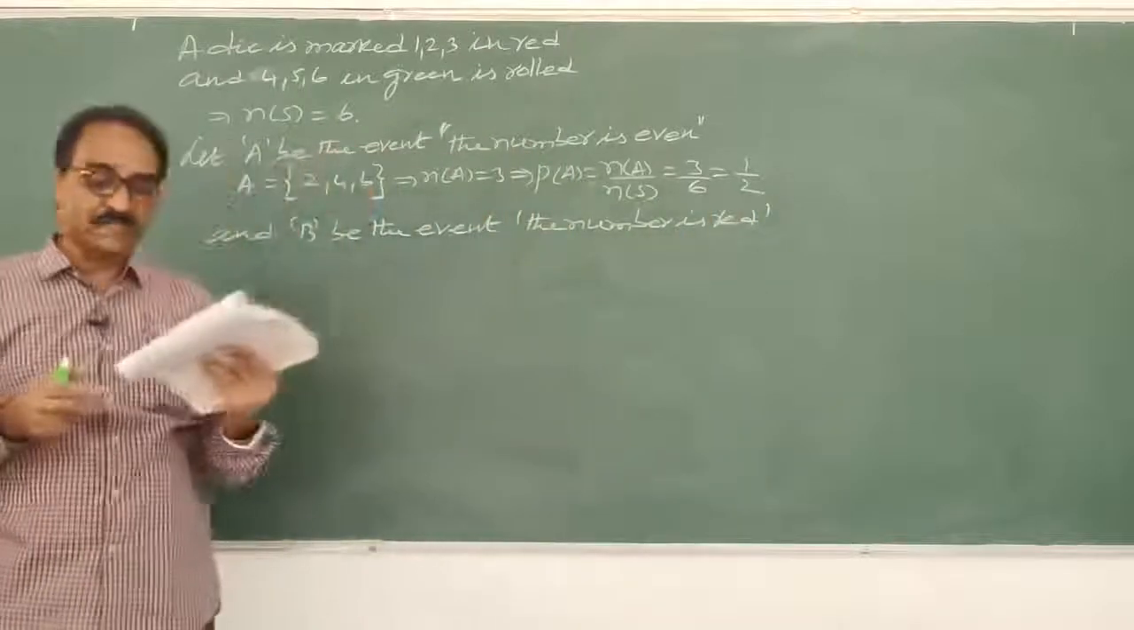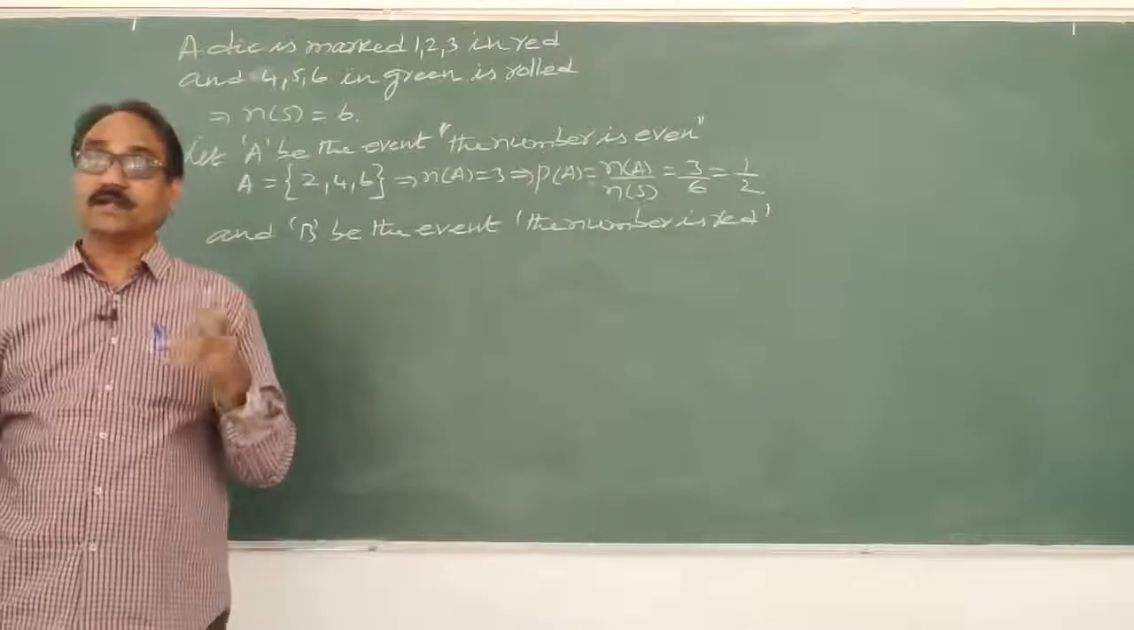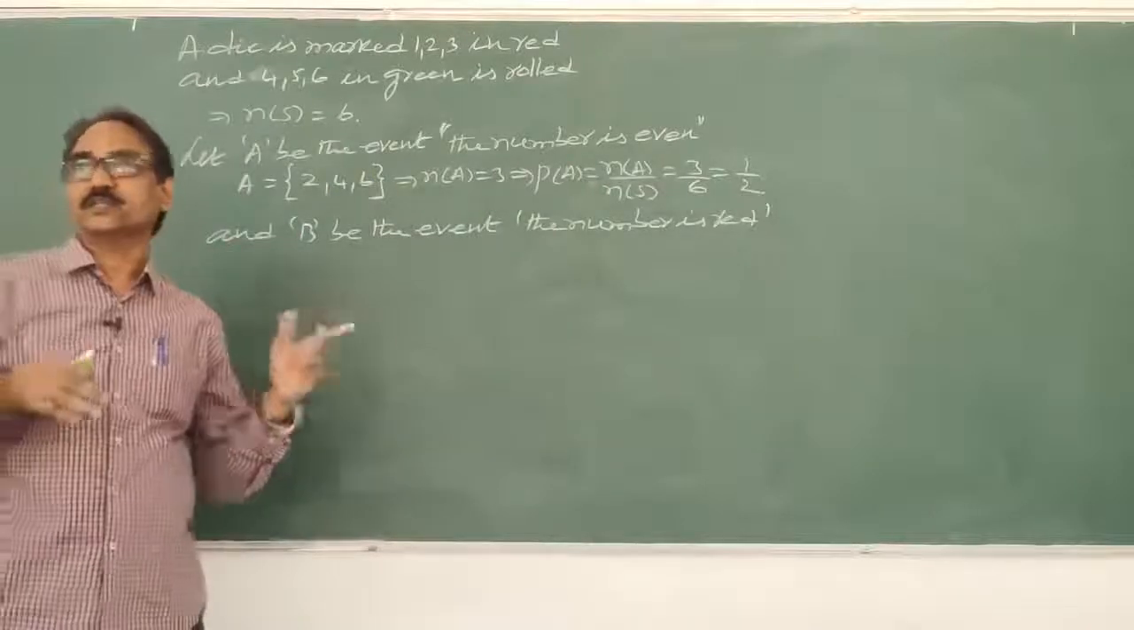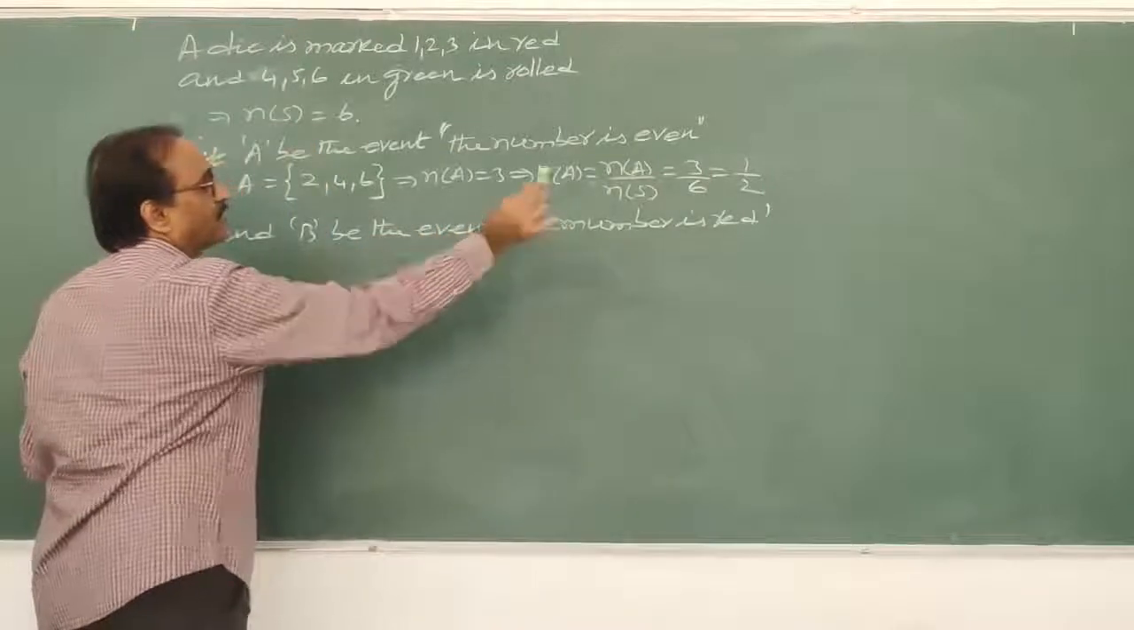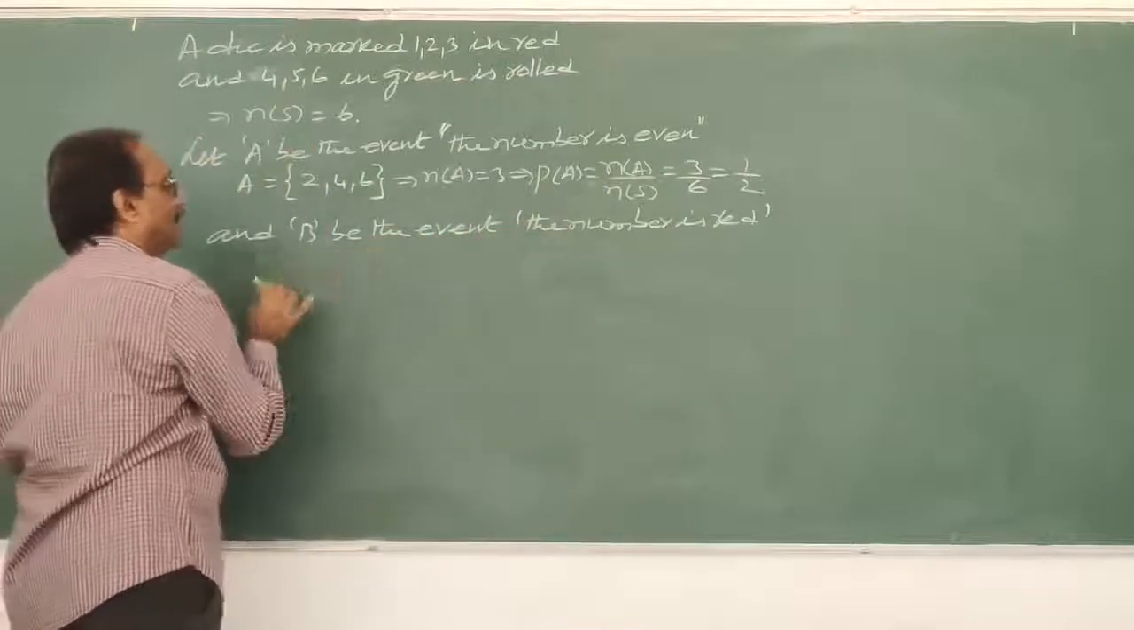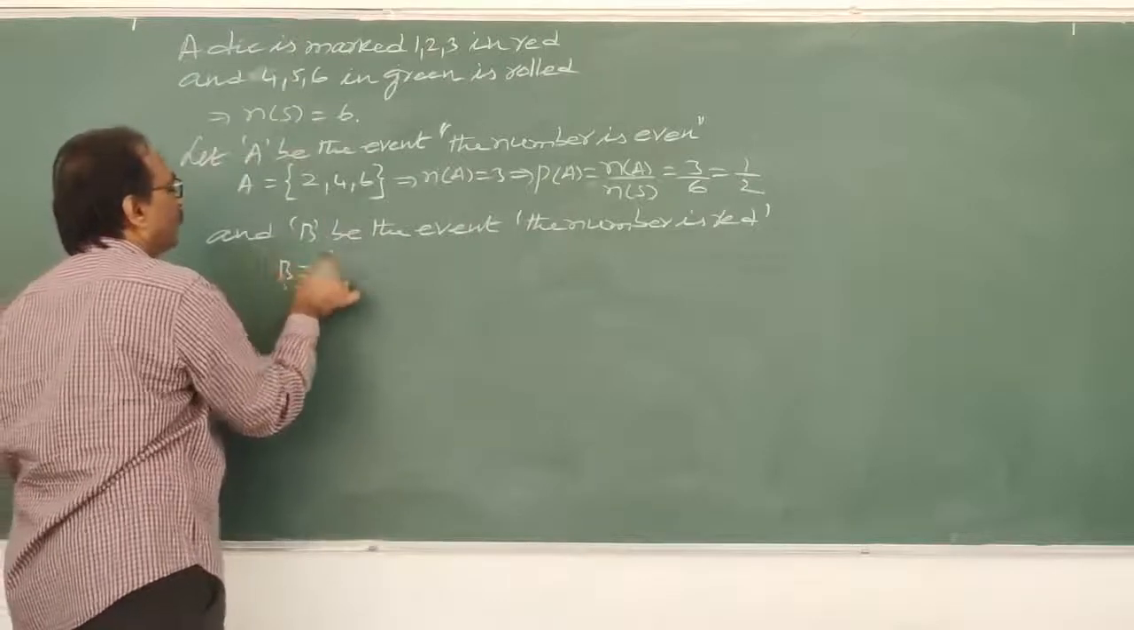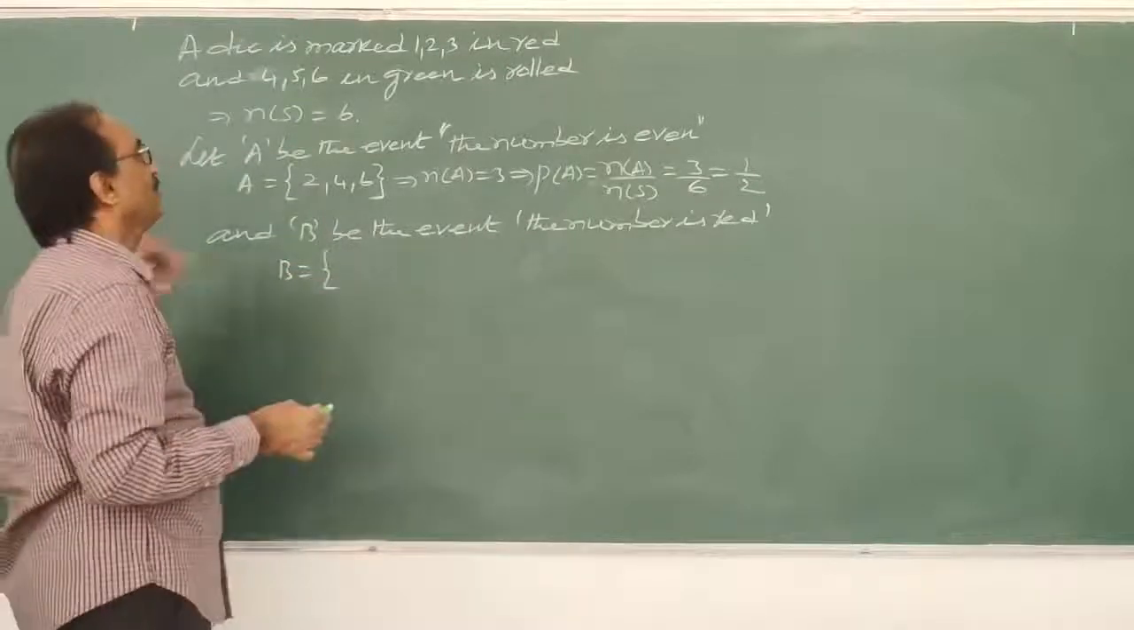Okay. Now what is he asking? Red only, colors is asking. Now you should concentrate on colors. And B be the event, the number is red. Okay. Red color numbers we want. So B is equal to, what are the red color numbers, you tell me?